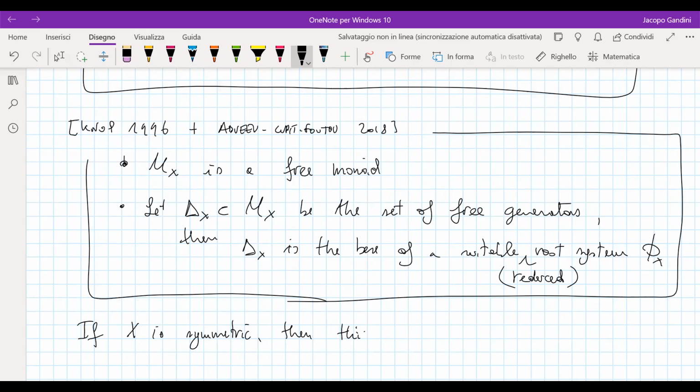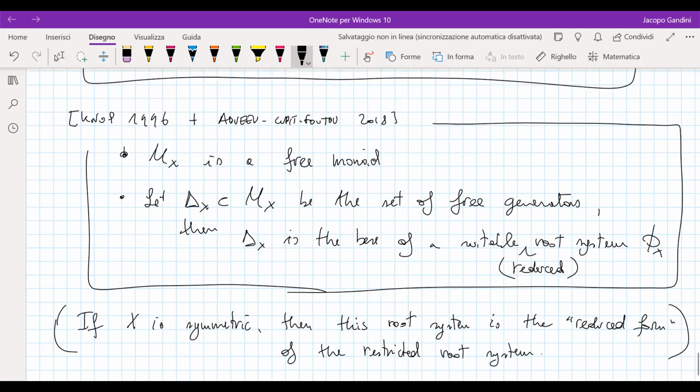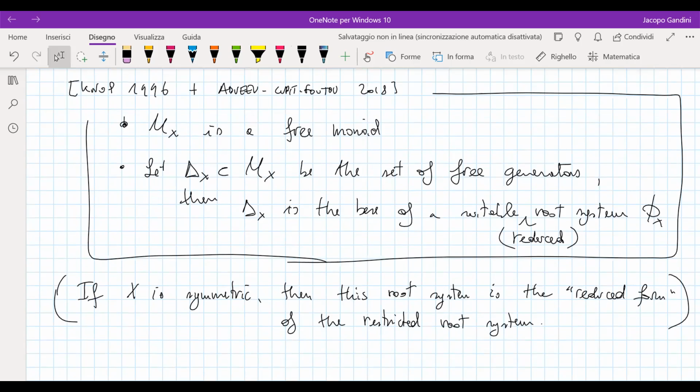Then this root system is the reduced form of the restricted root system. Okay, but since we're interested in the type A case, these are really the same. In type BC, one has to be a bit more careful.